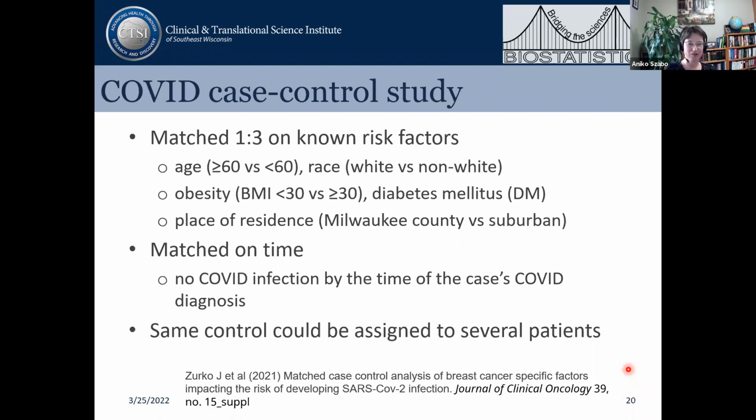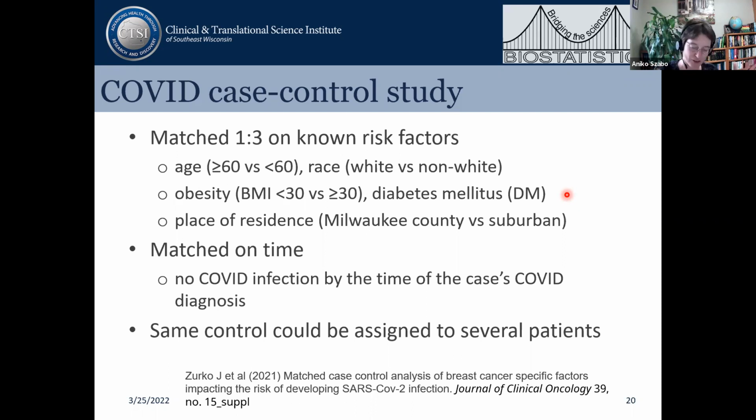So going back to our COVID study, we decided to do a matched study, matched 1 to 3 on what we considered to be non-risk factors, which was age. We matched by over 60, under 60, race, minority versus not, obesity, presence of diabetes. So that was the comorbidities. And for place of residence, we played a lot with it, but we wound up seeing that Milwaukee County had a much higher rate of infections compared to the more rural, remote areas. So we used Milwaukee County versus the rest.